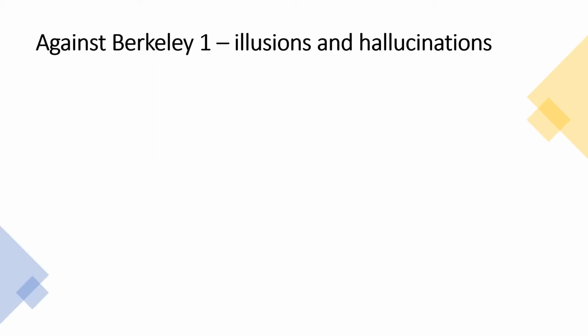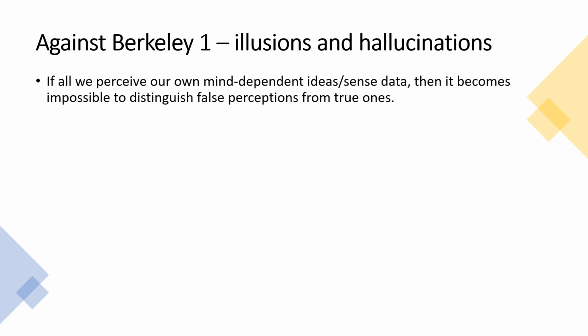Okay, so to take the first issue then, the issue of illusions and hallucinations, or what we called non-veridical perceptions, so perceptions that don't match up with how the world really is. Why might this be an issue for Berkeley? Well, when we saw the case of the stick in the water, we addressed this with the previous PowerPoint. If all we perceive is our own mind-dependent ideas or sense data, then arguably it becomes impossible to distinguish false perceptions from true ones, because remember, for Berkeley, there is nothing outside of those mind-dependent ideas or sense data.